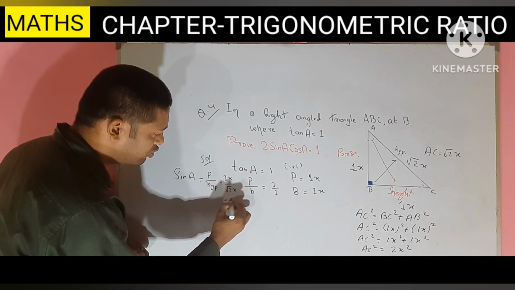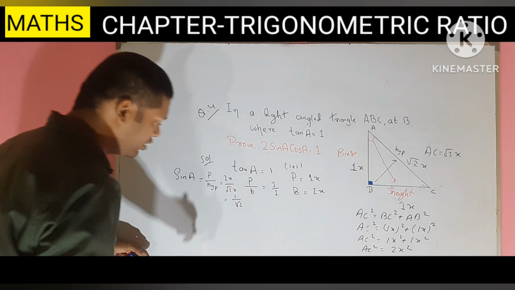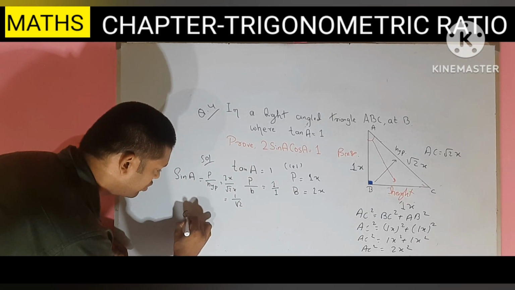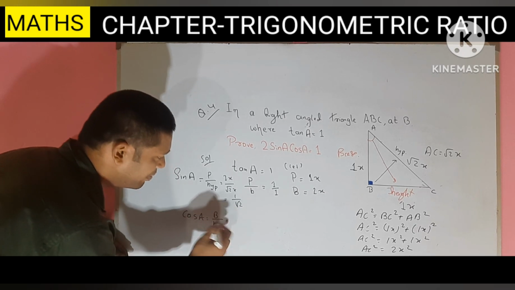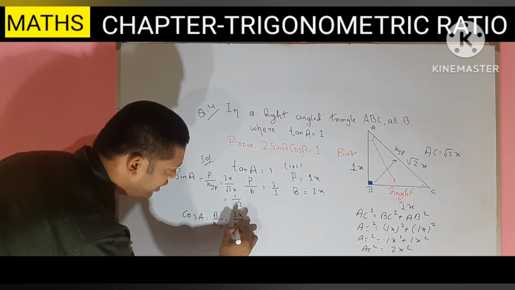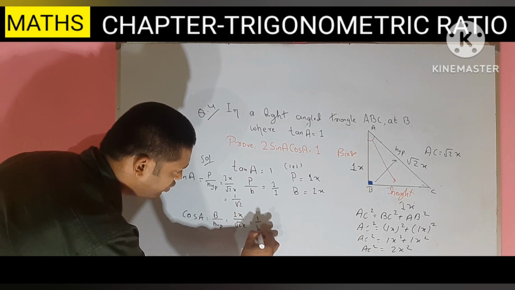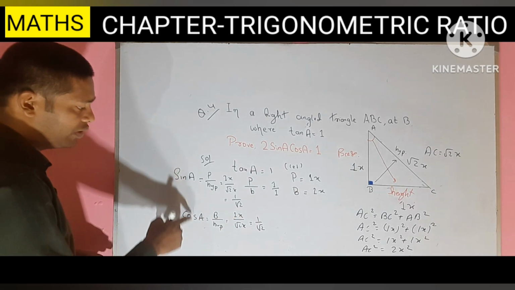So x cancels, so 1 by root 2. Same thing, I'll take it from cos a. So cos a is equal to again base by hypotenuse. So base 1x by root 2x, x is cancelled, so 1 by root 2. So I got the sine value and the cos a value.